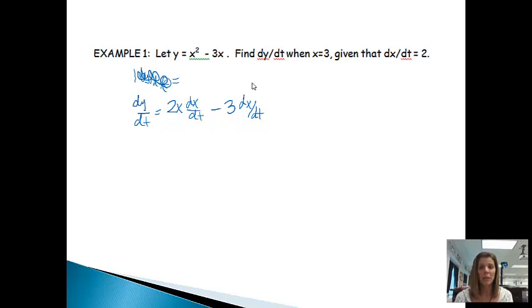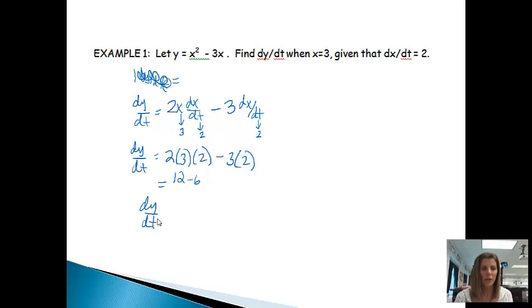From here, it's just plugging in what I know. I would like to find dy/dt. I know that x is 3, so I get to put 3 in for my x, and I know that dx/dt is equal to 2, so I get to put that in for all of those. So dy/dt is equal to 2 times 3 times 2 minus 3 times 2. That gives me 12 minus 6. So I know that y is changing at a rate of 6, could be meters per second or something, that's how fast y is changing with respect to time.